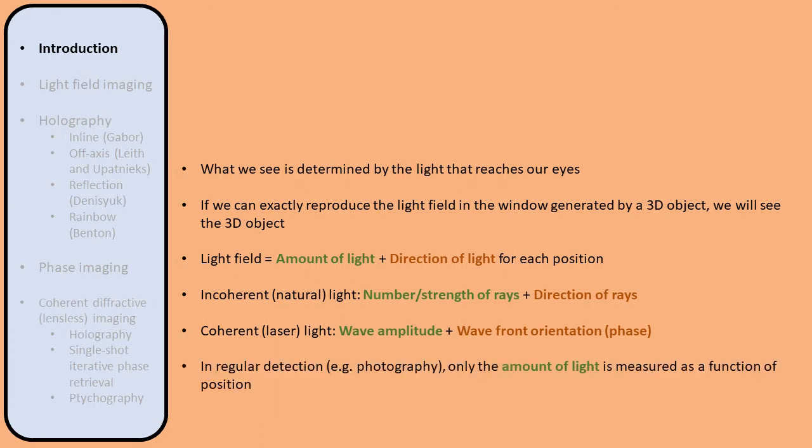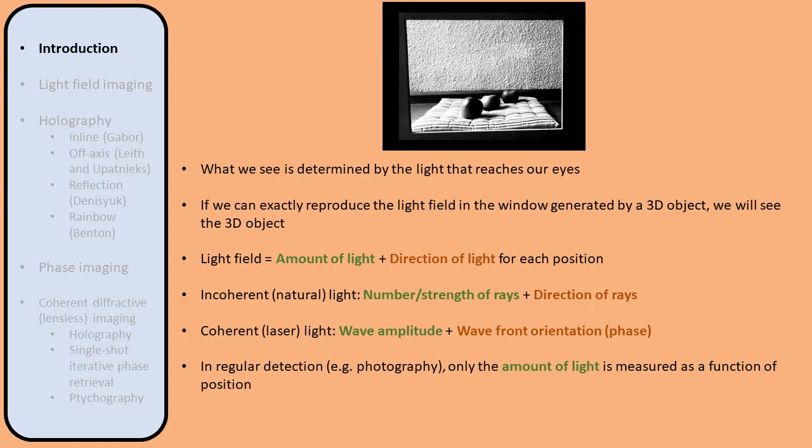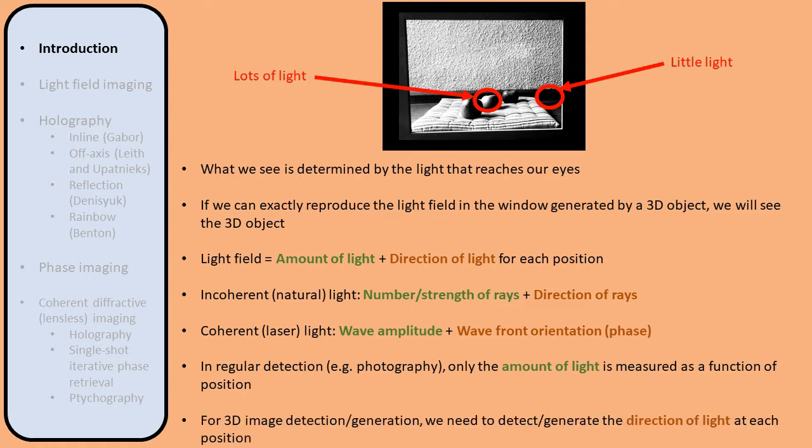Normal light detectors, such as cameras, only detect the amount of light that reaches each pixel. By looking at the photograph, you can see which pixels captured a lot of light and which pixels captured little light. However, a regular photograph or a regular TV or computer screen doesn't reproduce the direction in which the light at each pixel was traveling. That's why normal photographs or displays always look two-dimensional.